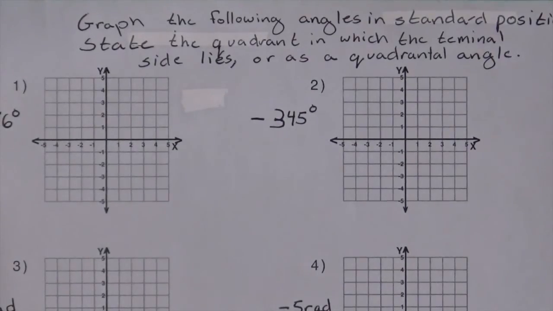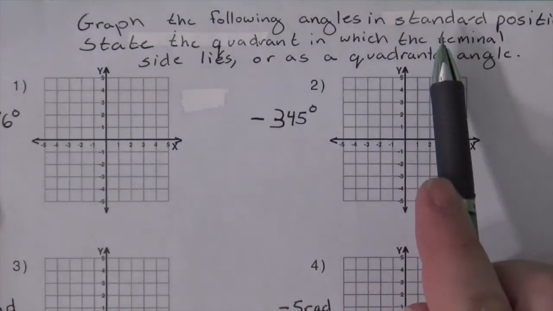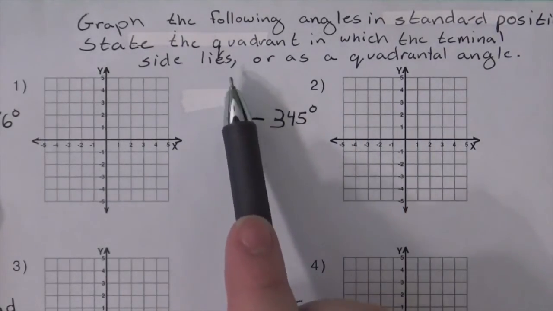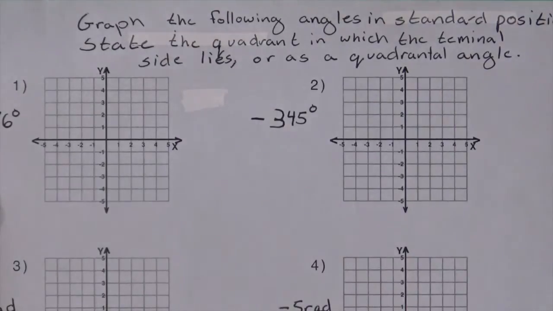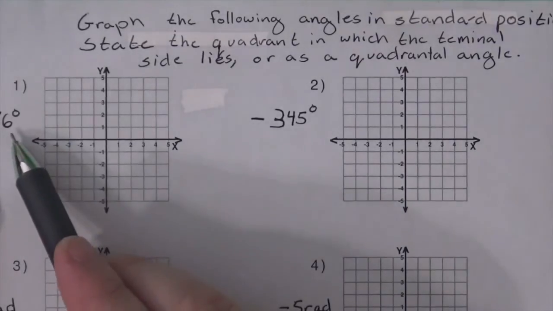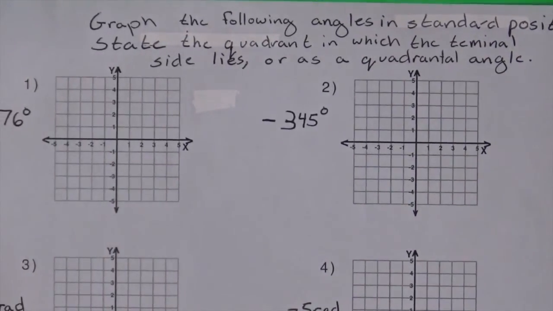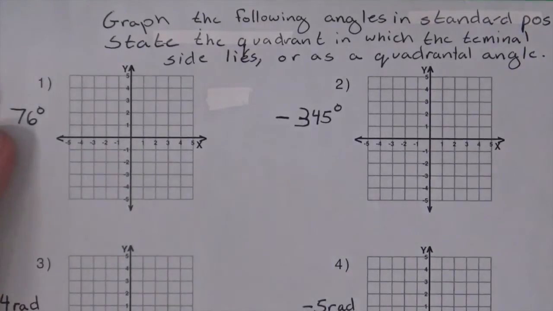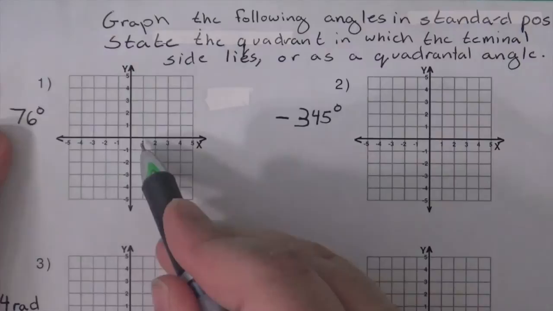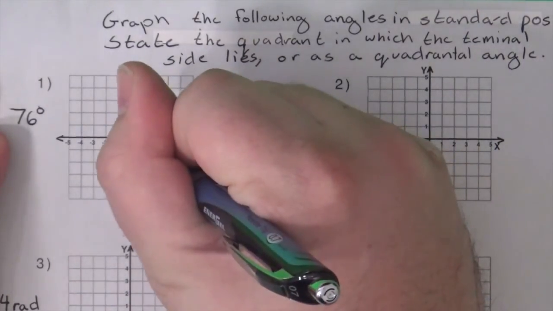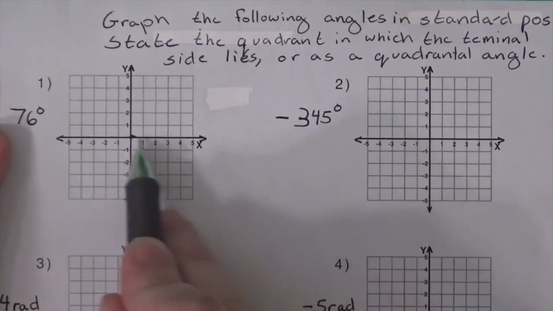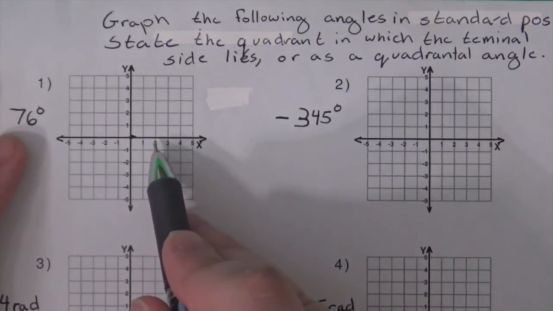Alright, so this first one, it says graph the following angles in standard position. State the quadrant in which the terminal sides lie or as quadrant angles. Alright, so we'll talk about quadrant angles a little bit later. So this thing says that we need to go, and I'll slide this over a little bit more so you can see it, 76 degrees. Well, our initial side is going to be right here, and so we know it's going to be on this x-axis. Now it says go up 76 degrees.